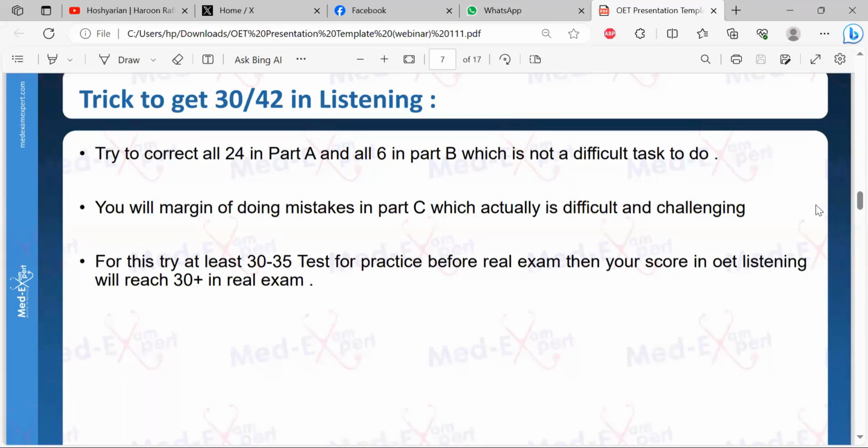And how can you do this? I was telling you that if you are going to attempt 30 or 35 tests before your real exam, then it would be easy for you to get all 24 correct, because with the help of practicing, you may notice that some of the words are repeating in Part A.